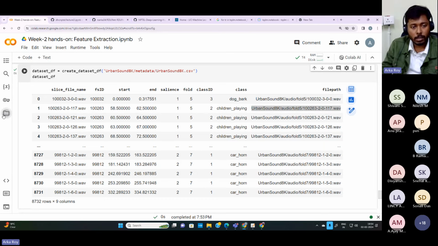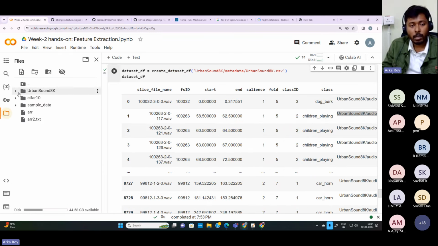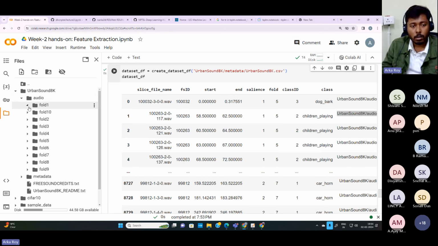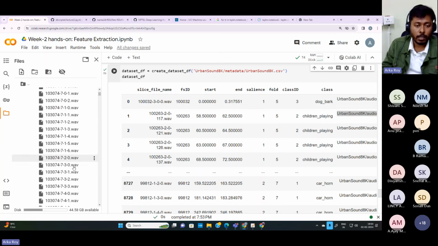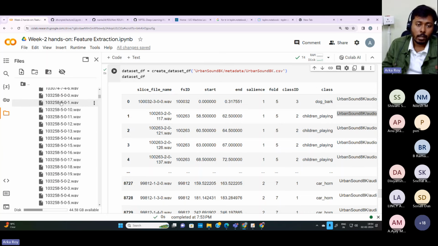If I show you over here, you now have the UrbanSound8K dataset. There is a file called audio. You go to audio, you go to fold 1, and you can see there are numerous wave files. You can even download one wave file and hear the sound also.